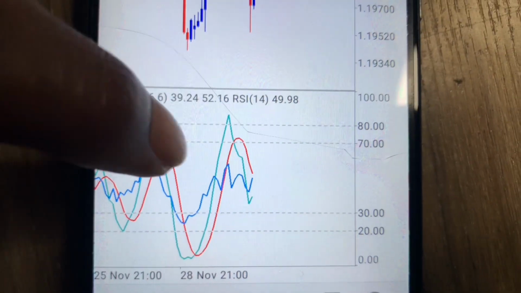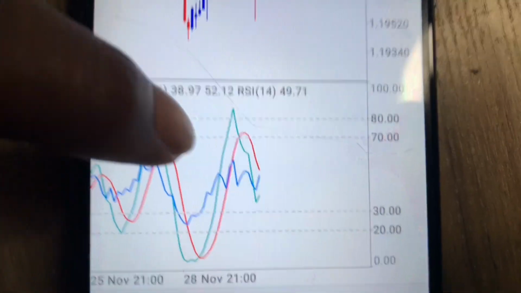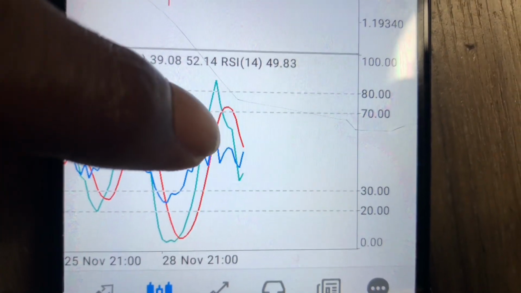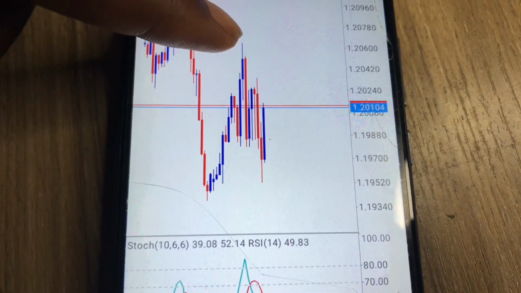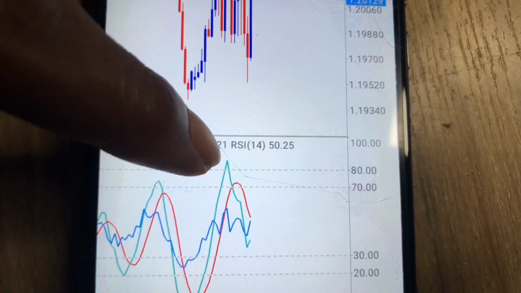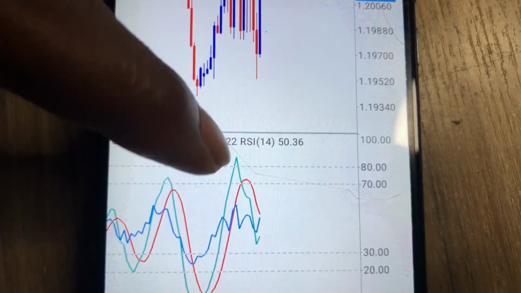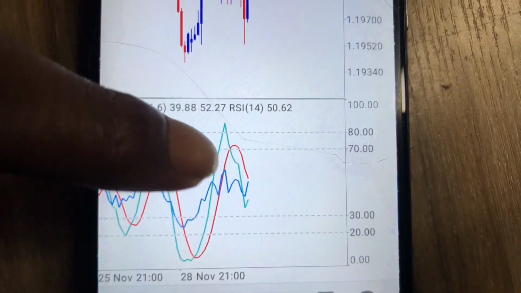We can see that the stochastic clearly showed that it was at its 80 mark, but if you look at the relative strength index, you can see it's just here. If you look at the charts, the market was at the very top, and the stochastic shows that yes, I'm at my overbought zone in the market, but the relative strength index did not show us anything like that. It was just in an open space.